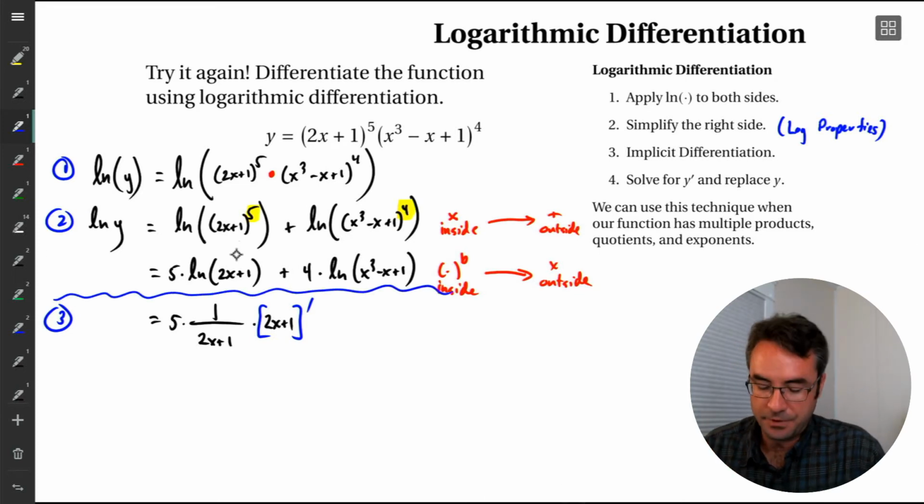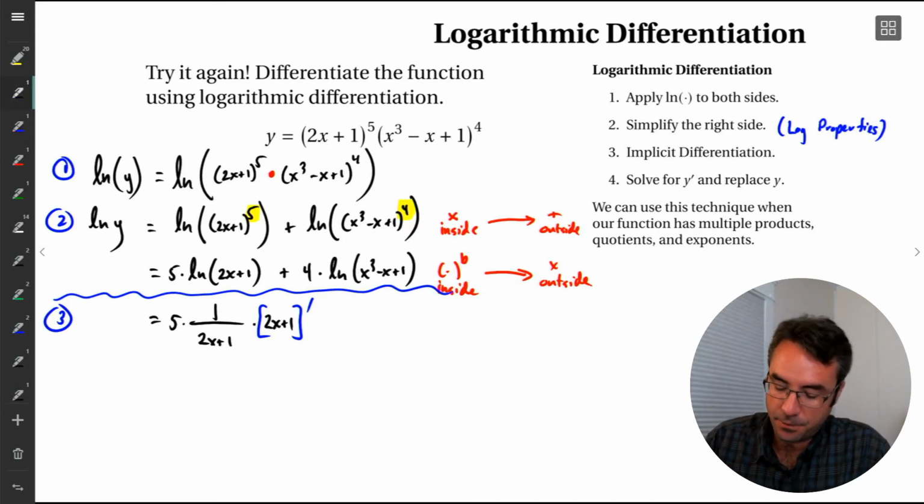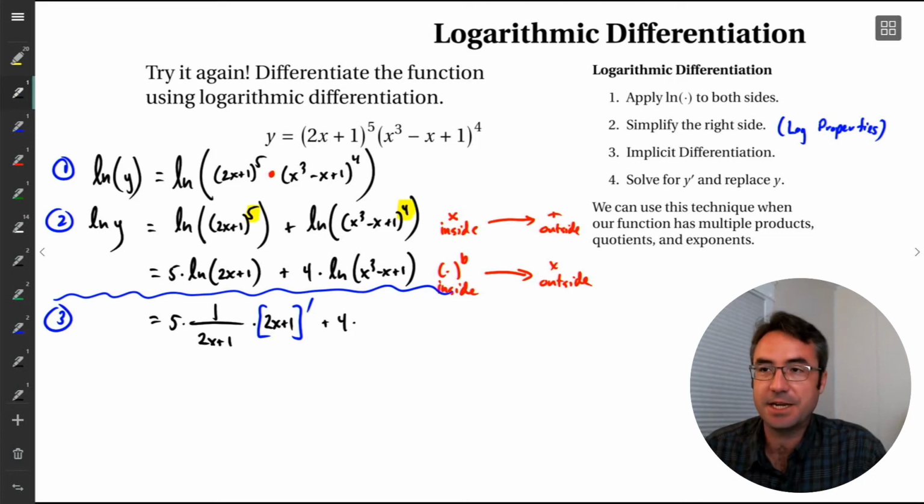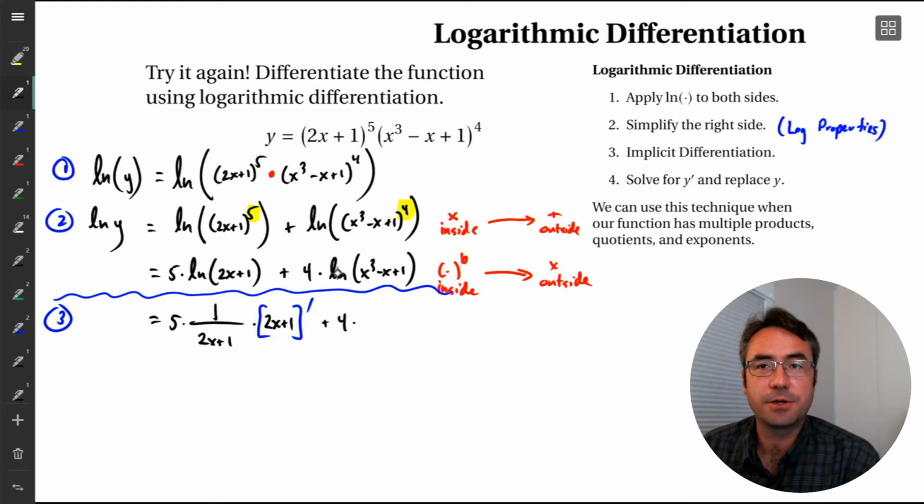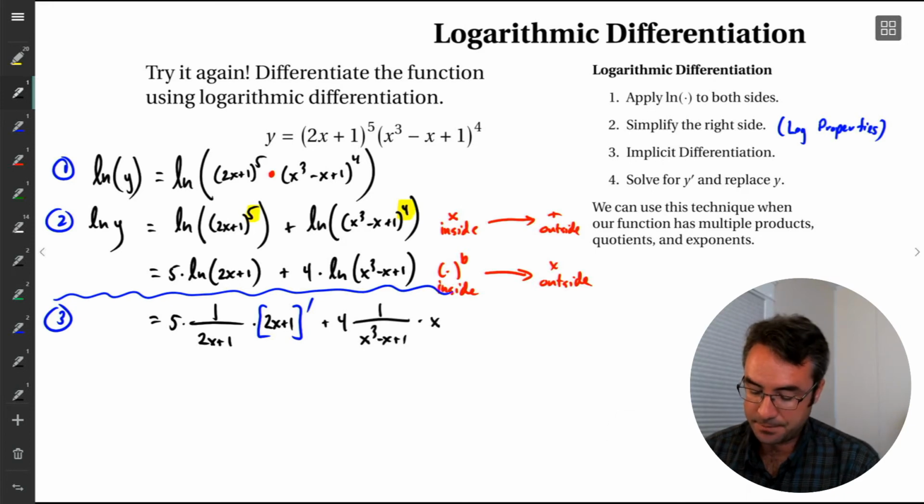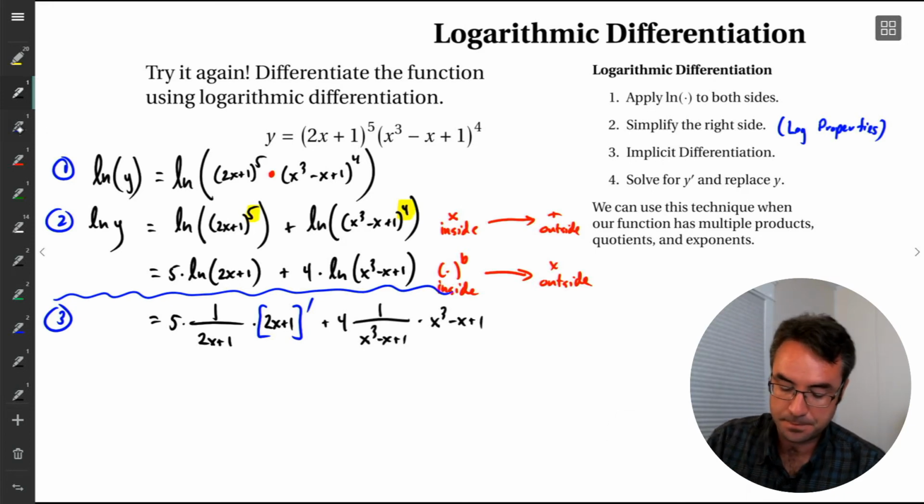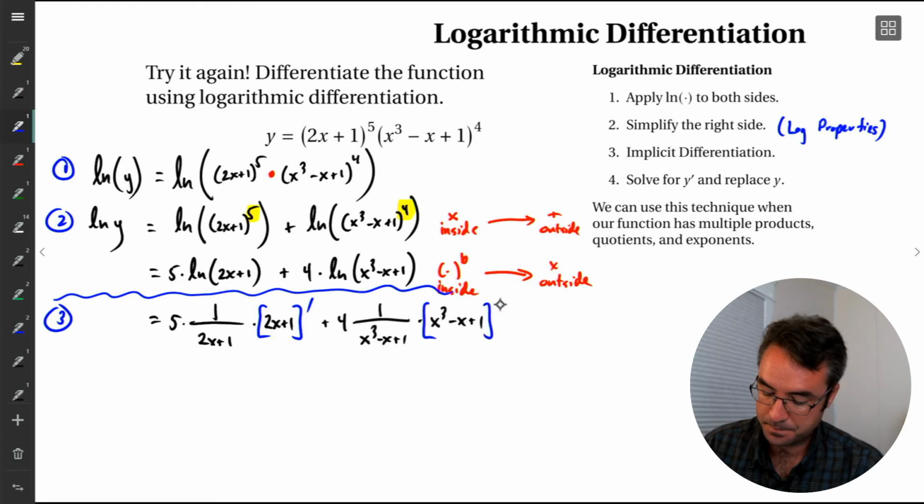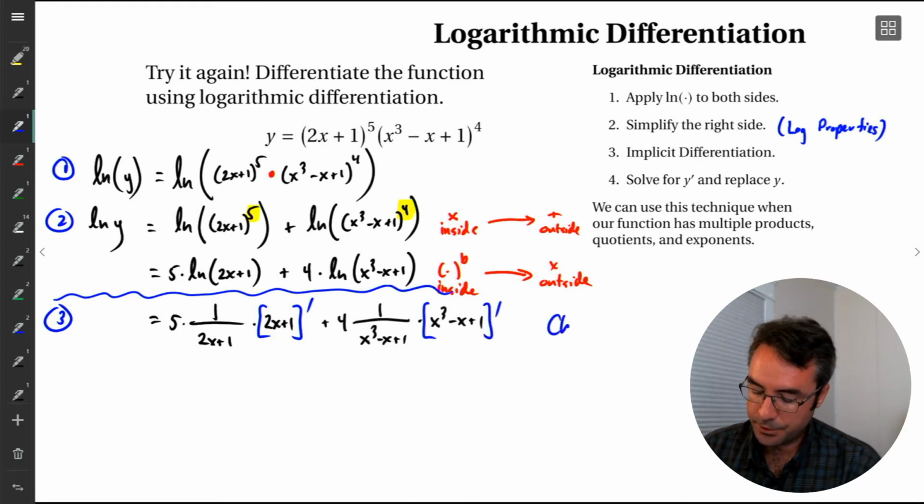All right, so we've differentiated that first term. Now let's differentiate the second term. So that 4 is just a constant multiple, so that just kind of stays in front. Then we need to differentiate through our log function. So that's just 1 over what was originally inside the log function, so x cubed minus x plus 1. And then we take that inner function and we multiply by its derivative. So we're using chain rule here for both of these.